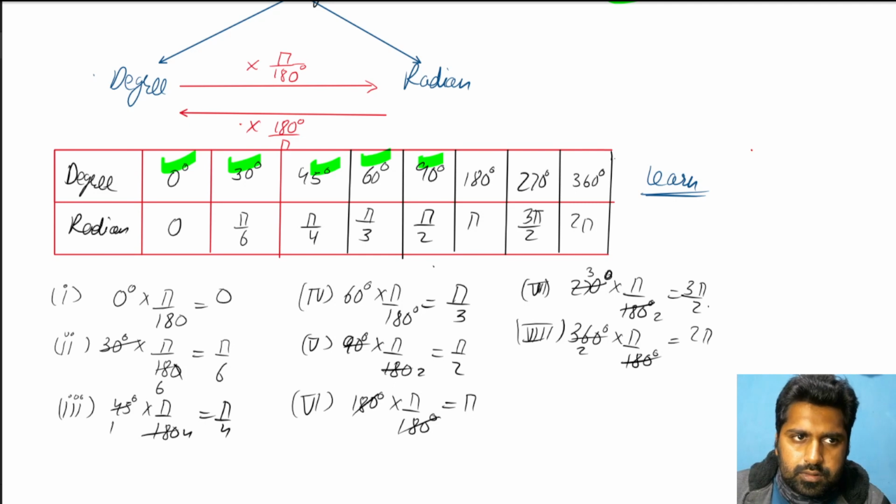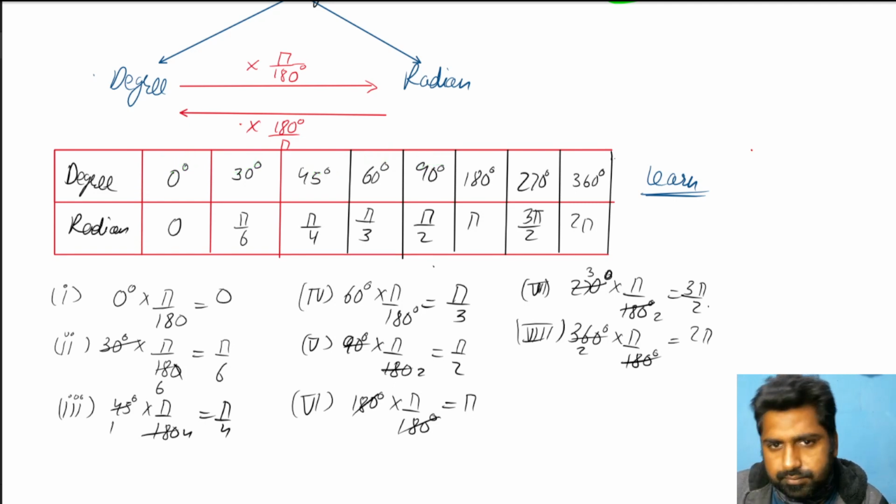Okay, so learn if possible. If already learned, good thing, it will help you to save time in the exam. These are the standard angles that are pretty much expected, that will help you to convert any question of radians into degree. And because you know the value of sine 30, sine 45, sine 60, sine, cos, tan basically.